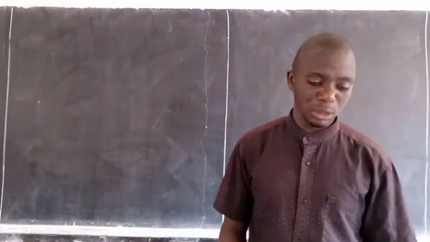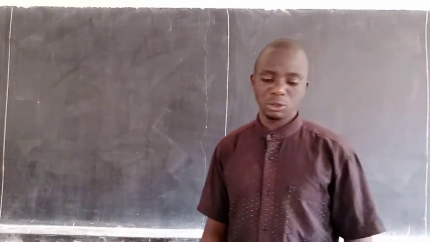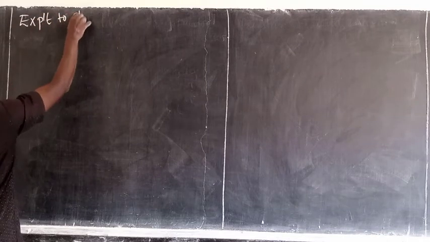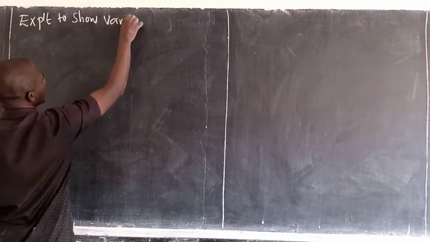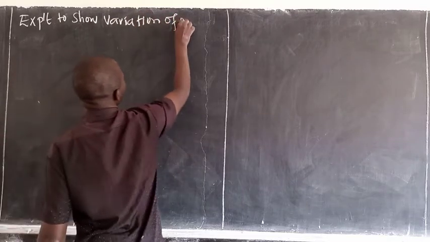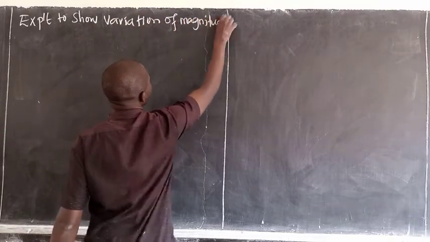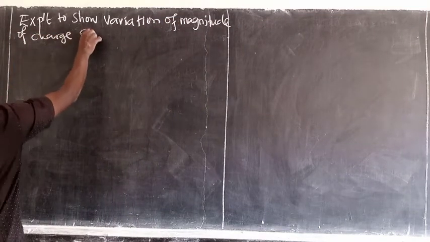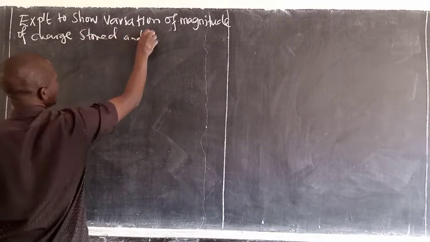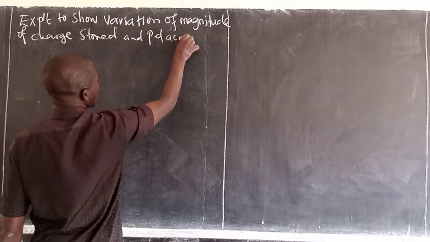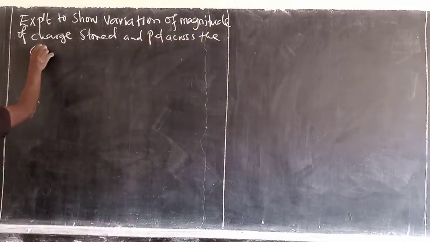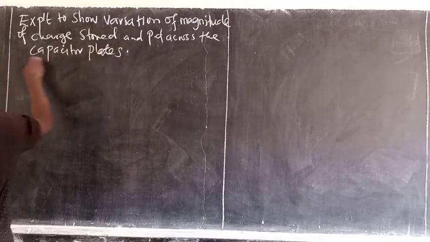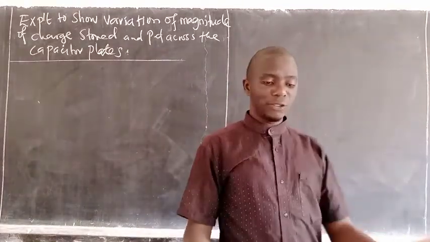So we are actually saying, the experiment to show variation of magnitude of charge stored and PD across the capacitor plates. How does it vary?